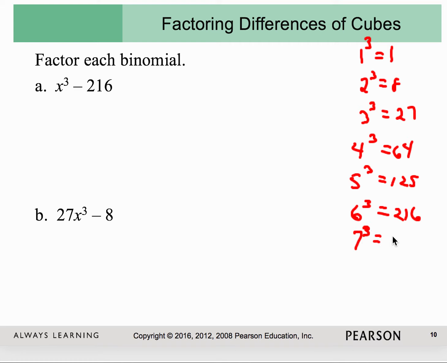So 7 cubed is 343, 8 cubed is 512, 9 cubed is 729, and 10 cubed is 1,000. So if you need that list there. Okay, so you won't have access to that list on a test, but you can make it for yourself.